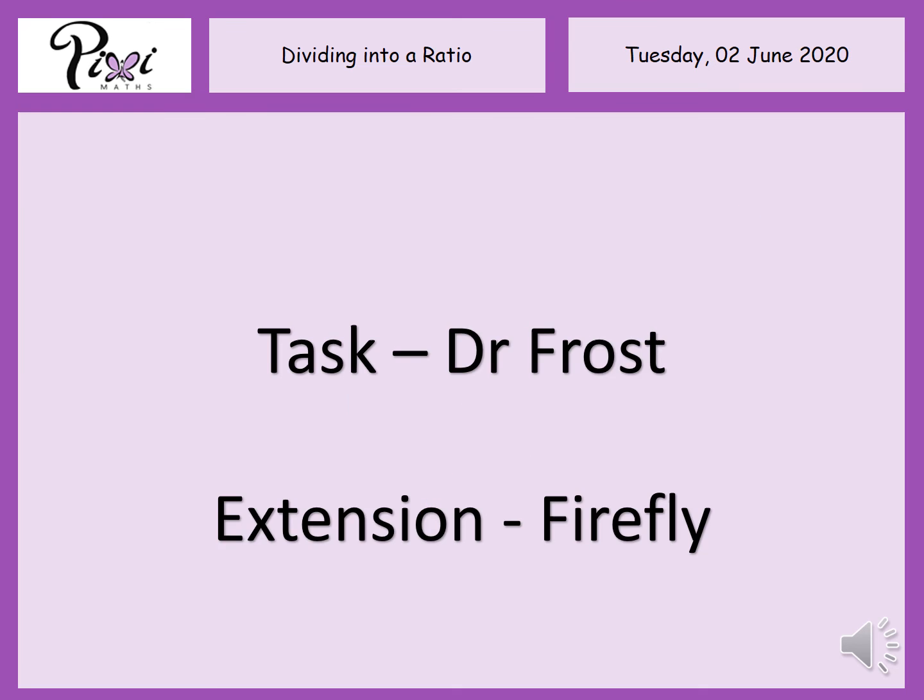So today's task is on Dr Frost, so we need to go and have a go at that. I have also included an extension task on Firefly, because I don't know if the Dr Frost will take the full time. If it does, that's great, you don't need to do the extension.